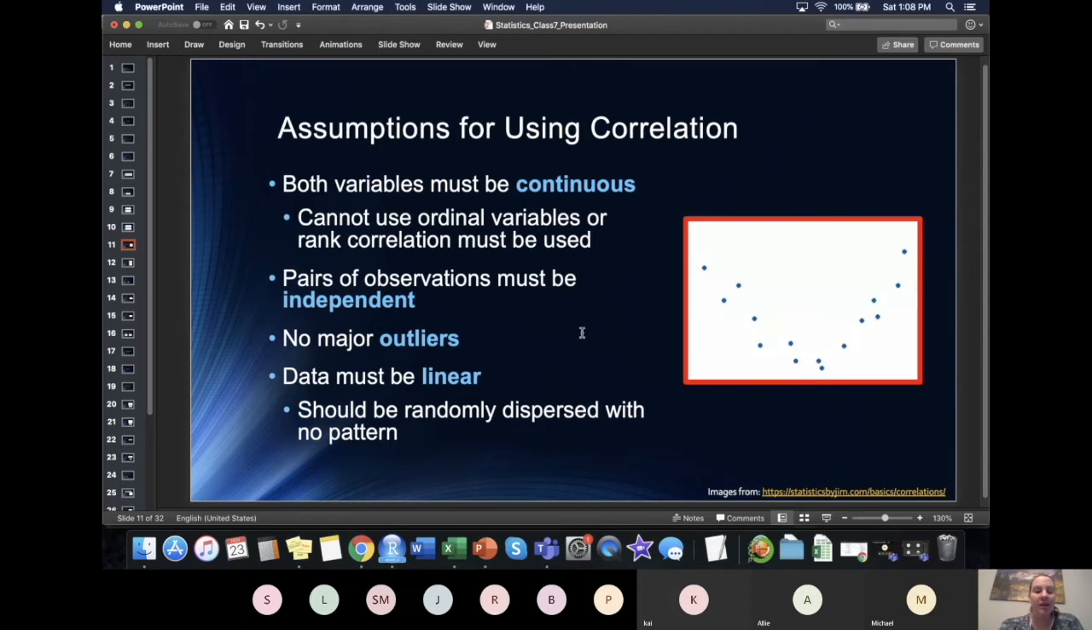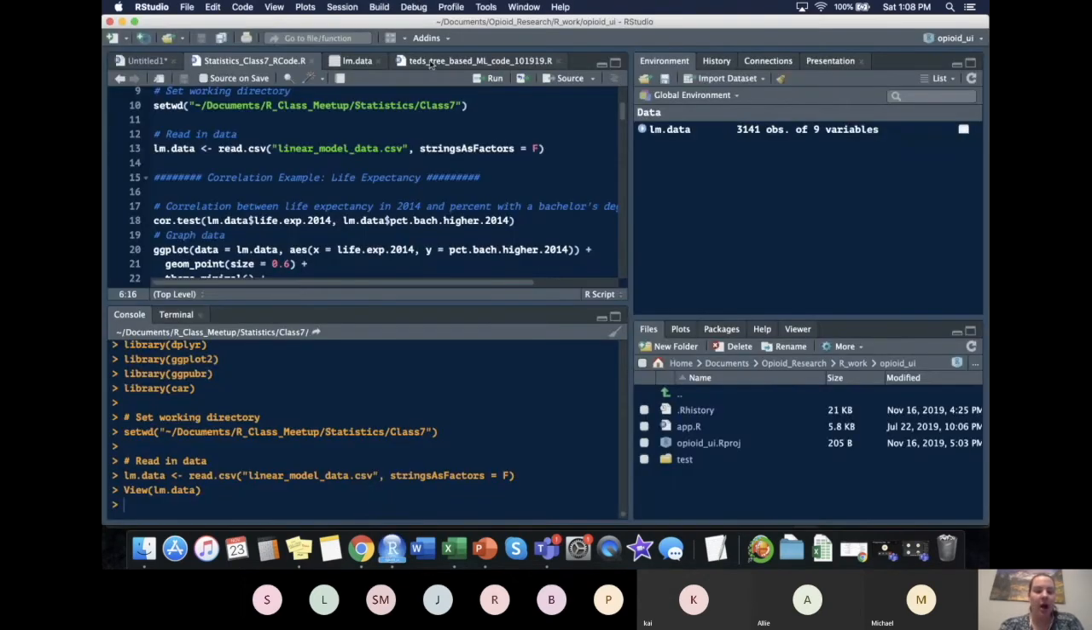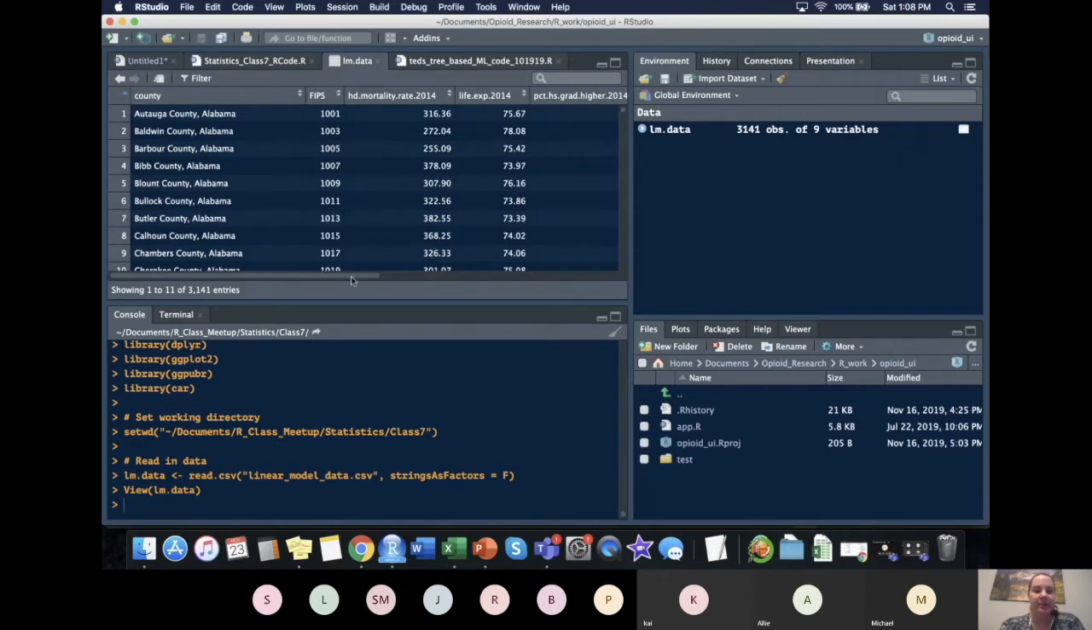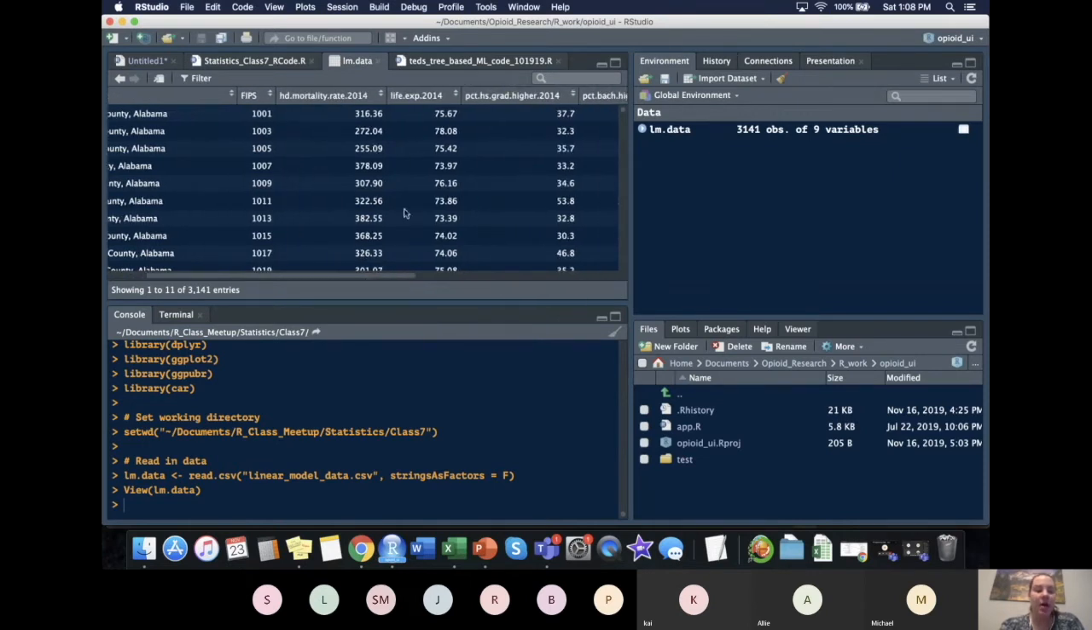So more on the assumptions. Both variables must be continuous. Let's go in and look at our linear model data. You see here that these aren't integers. If they're integers, that might indicate that it's maybe a rank or something that is not a direct measurement. Here you're seeing the mortality rate. This is a great indicator that it is continuous.